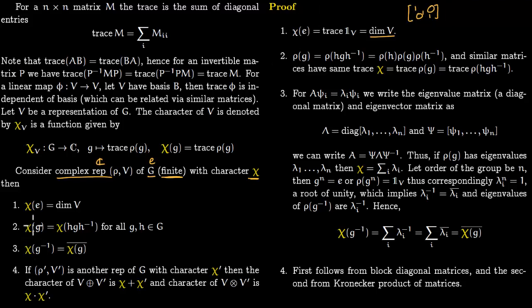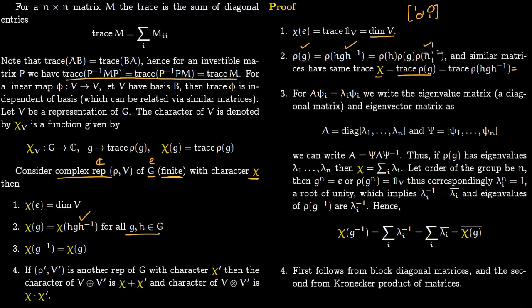Second is that chi of g is equal to chi of h g h inverse for all g, h in G. So conjugation doesn't change the character, and this basically pops out from the formula which we have talked about before. Let us see this. Rho of g is the matrix associated with g, and rho of h g h inverse you write like this. Now this is a matrix, this is a matrix, these are similar matrices, and therefore they will have the same trace. So chi of g is the trace of rho of g, which is also the trace of rho of h g h inverse.